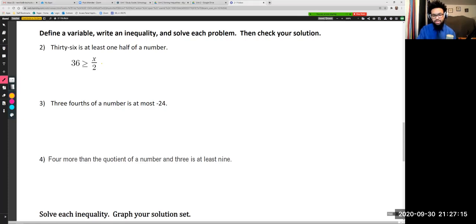Use a different color here. I like to do my work in this pink, so I'm going to multiply both sides by 2. x over 2 times 2 gives me just x, because these 2's divide out to be 1x. I don't need to write 1x, I'm just going to write x. And then 36 times 2 is going to be 72. So 72 is greater than or equal to x. All right.